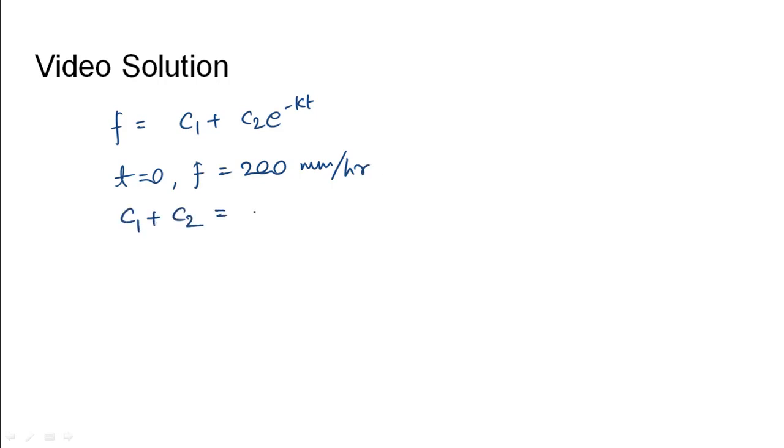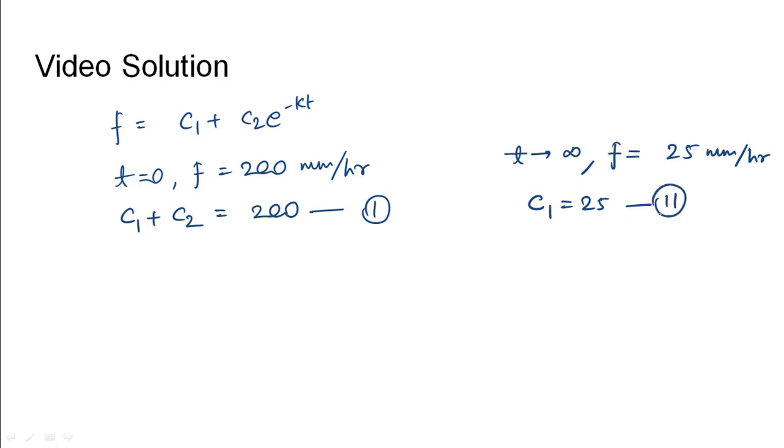In this case, we have been given the Horton's infiltration curve, that is C1 plus C2 e power minus kt. Initially, when time is 0, the value of F is mentioned as 200 millimeters per hour. As we saw in the previous slide, initially the infiltration is C1 plus C2, so that will become equal to 200. And when t tends to infinity, that is after a long time, the value of infiltration is given as 25 millimeters per hour. So using this, C1 would become a value of 25. So solving 1 and 2, we would get C1 as 25 and C2 as 175.